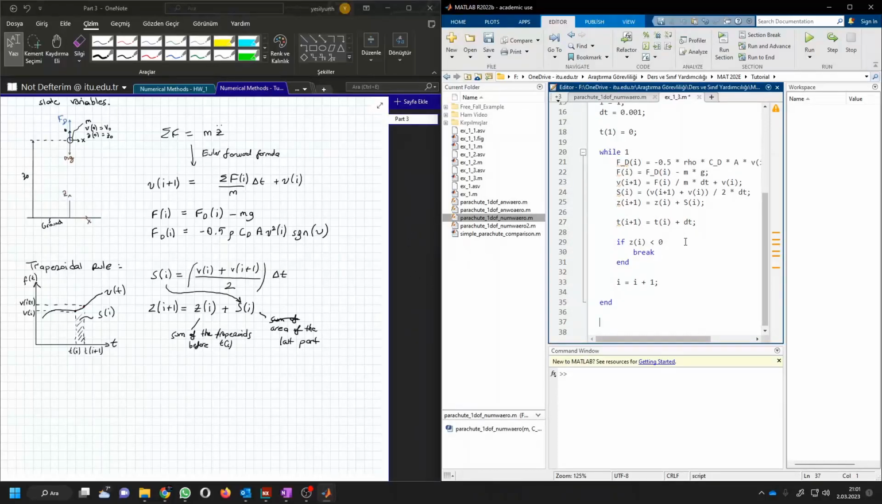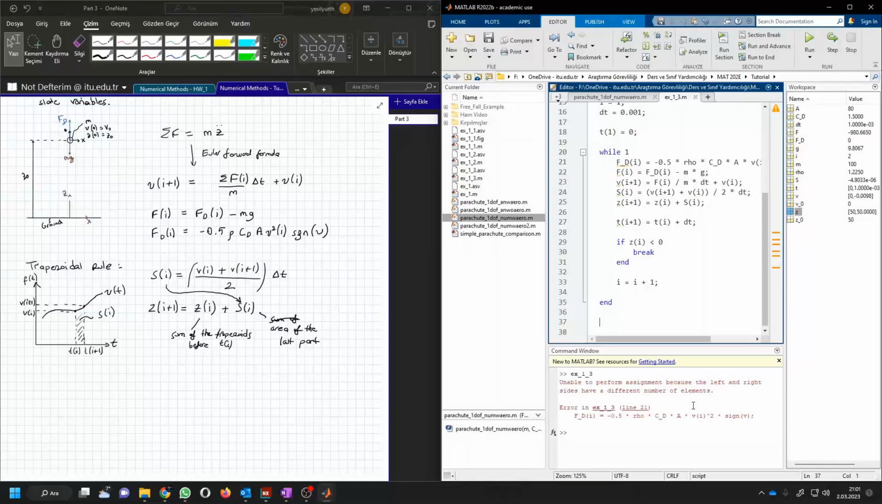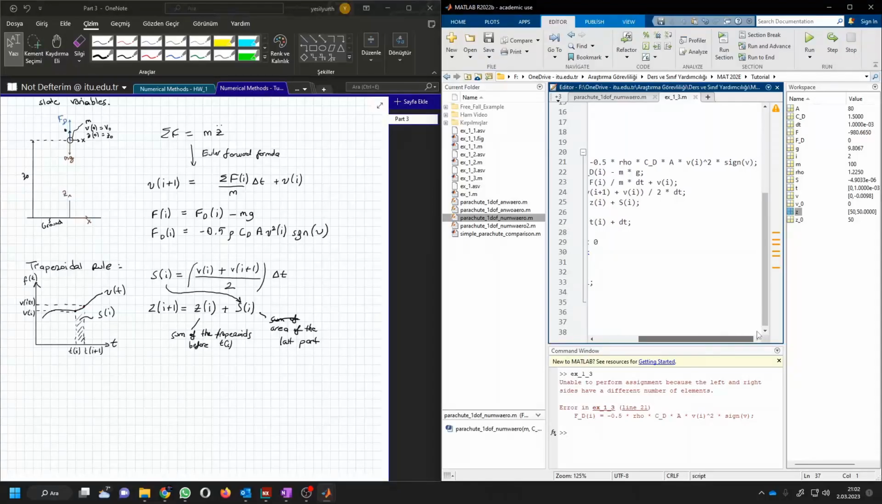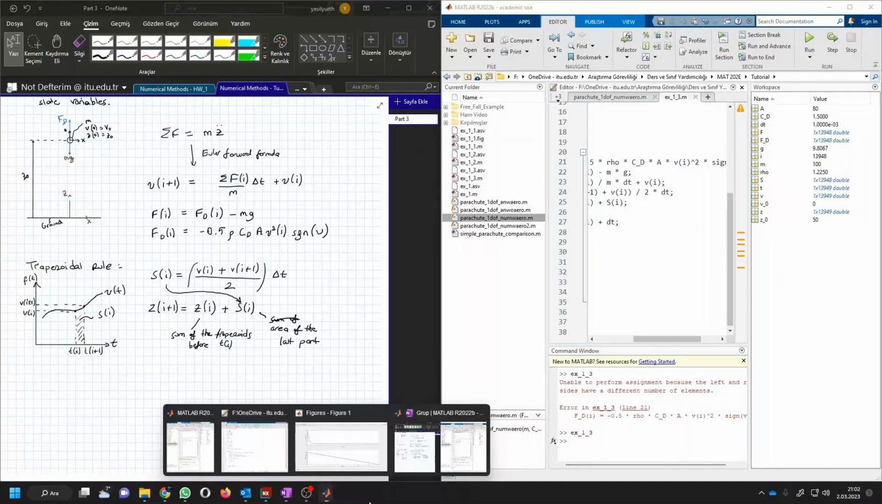and let's see if we have a serious problem here. Okay, just warnings. Okay, I forgot to use the index of the velocity array. Let's run again. Done.